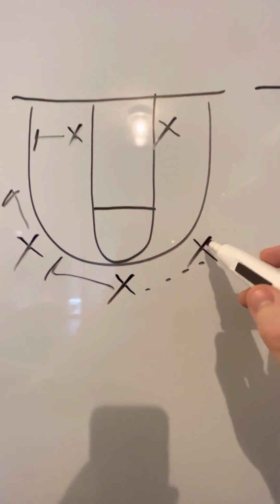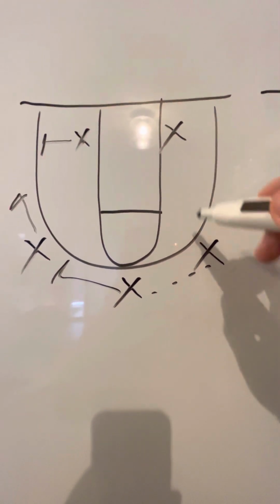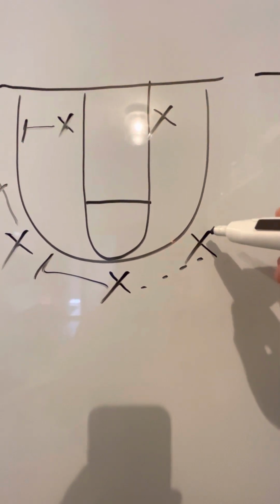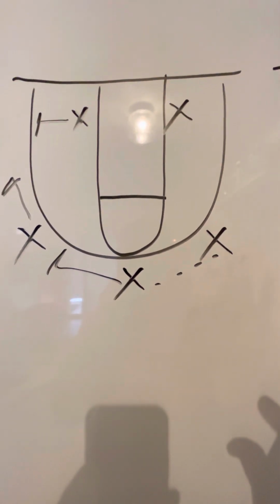So obviously if this guy has the ball, you hit the post. If they double down, kick back out. If they don't, just stay there and let him work.